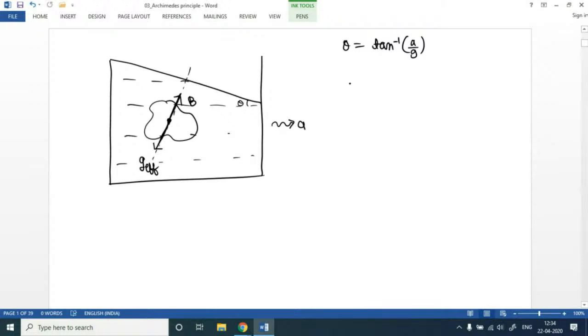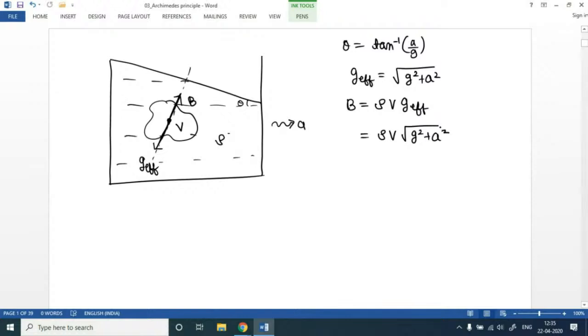The magnitude of this B will be given as, let's say the density of liquid is rho and the volume of the solid is V, rho times V times g effective. You should realize the value of g effective in this case would be nothing but root under g square plus a square. So this relationship is rho V into root under g square plus a square. The direction I have already shown.